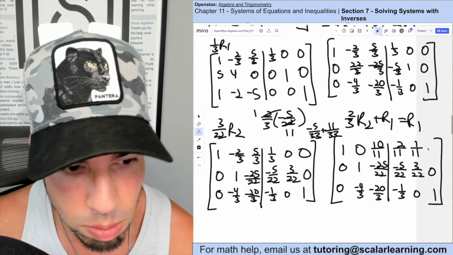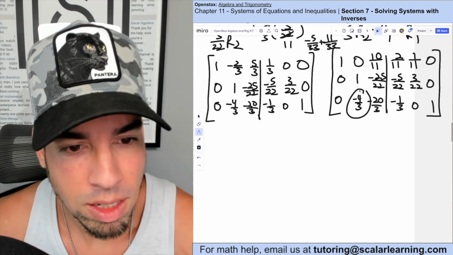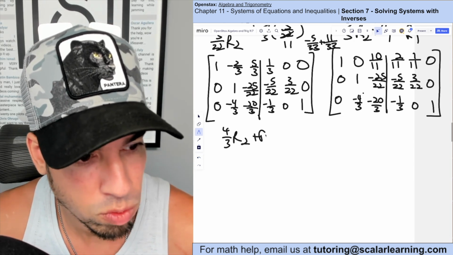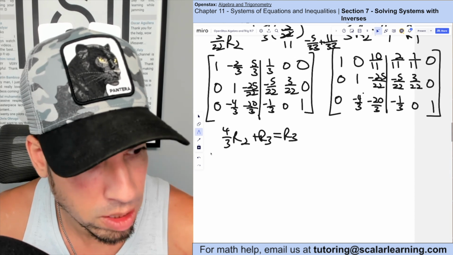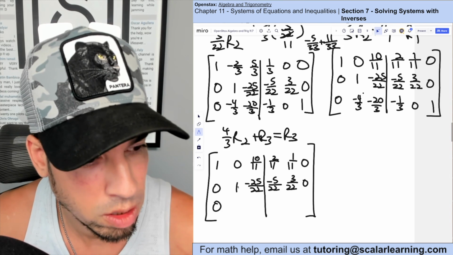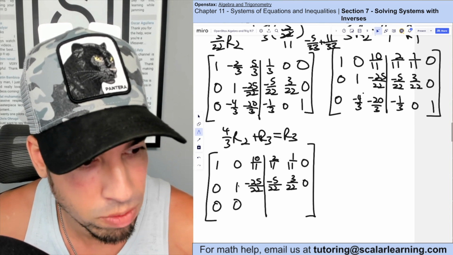And then times 0 is 0 plus 0 is 0. Next, let's get that to a 0. So I'm going to do 4/3 times row 2 plus row 3 to get a new row 3. Let's write it out. So we got 4/3 times 0 plus 0 is 0. 4/3 times 1 is 4/3 plus negative 4/3 is 0. Beautiful. That's what I want.